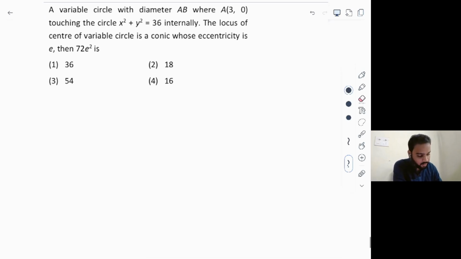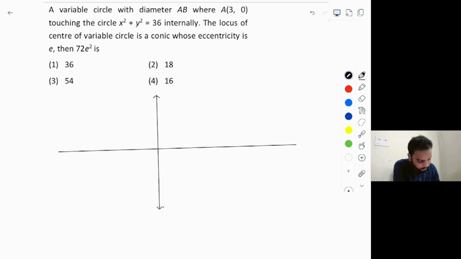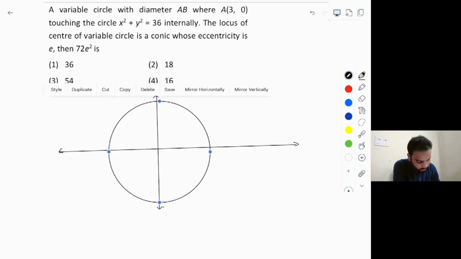Okay, let's draw the diagram, then we will start doing the question, right? So there is a circle x square plus y square is equal to 36. So let's take that first. And clearly radius is equal to 6 units and center is nothing but the origin, right? So that thing we know very well.